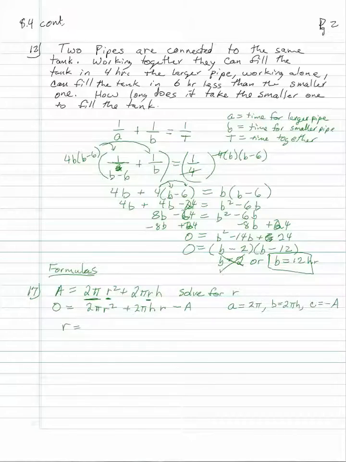So r is going to be the opposite of b, which is negative 2 pi h, plus or minus the square root of b squared, so that's 4 pi squared h squared, minus 4ac, all over 2a. And then we just got to clean this up a little bit. So it's negative 2 pi h plus or minus.